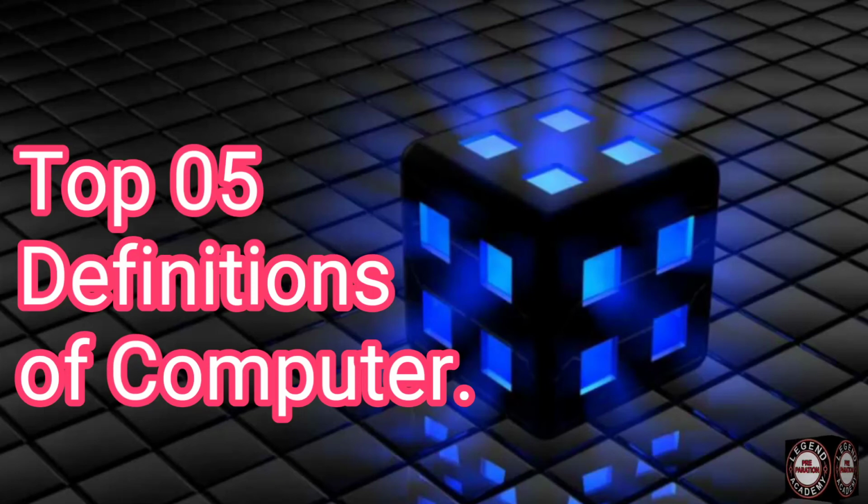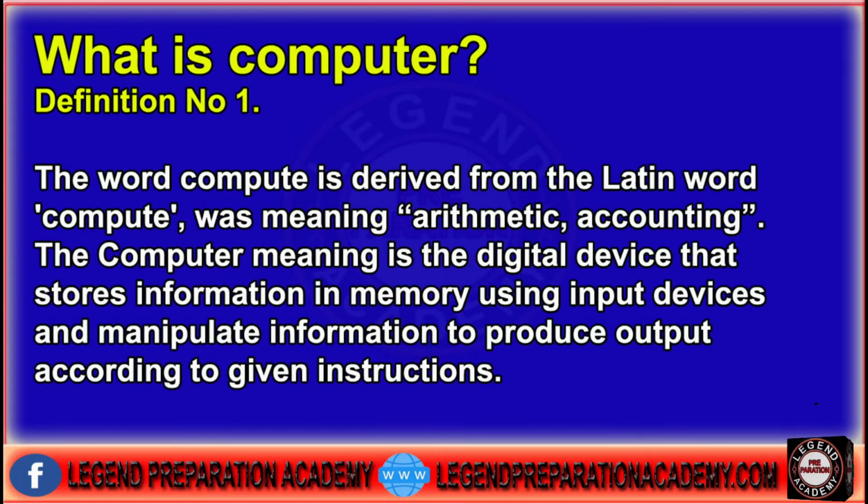Top 5 definitions of computer. What is computer? Definition number 1. The word compute is derived from the Latin word computere, whose meaning is arithmetic, accounting. The computer meaning is the digital device that stores information in memory using input devices and manipulates information to produce output according to given instructions.